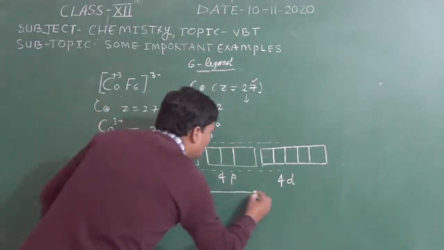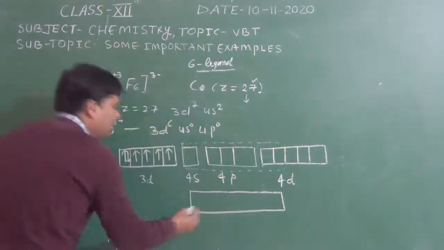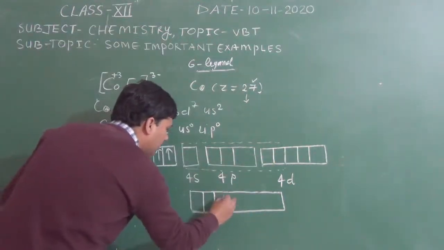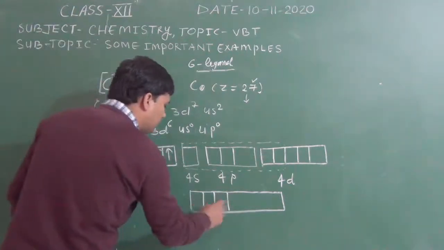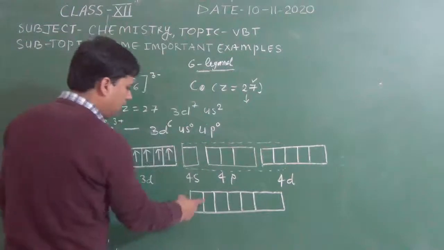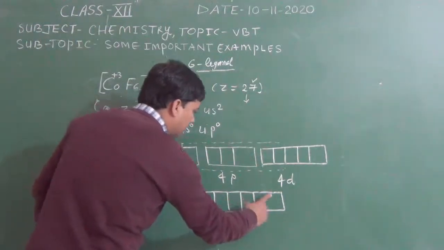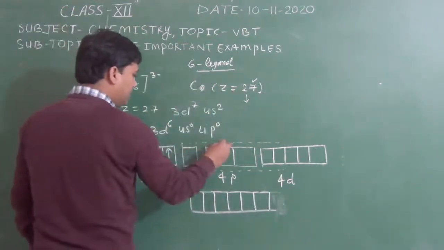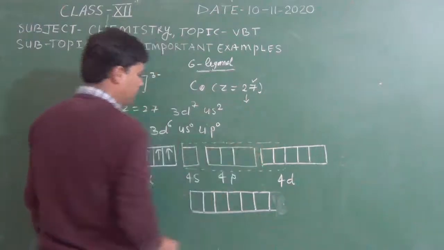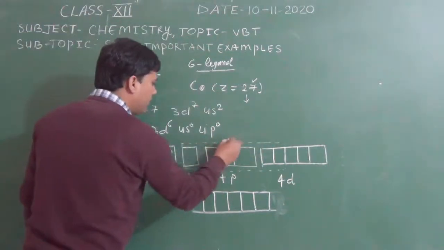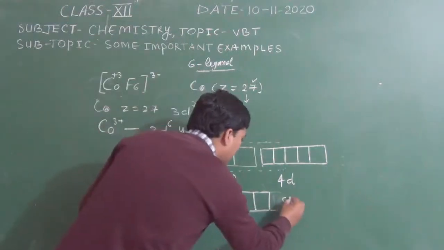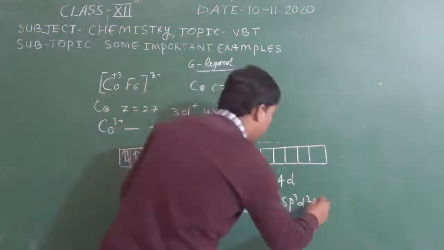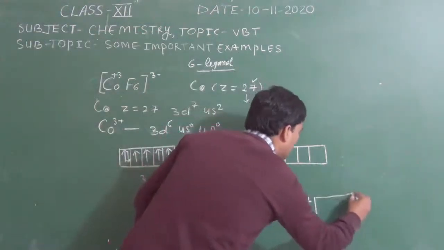So these orbitals hybridize and form 6 hybrid orbitals. This is 4s, this is p, and this is d. So the hybridization is sp3d2. Okay, and the rest of the orbitals are present in this way.